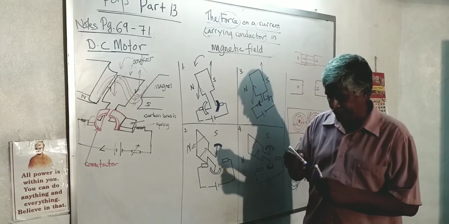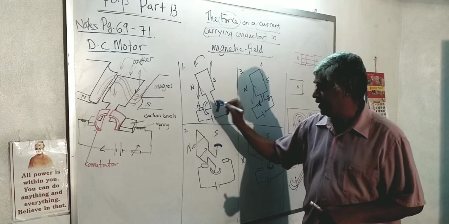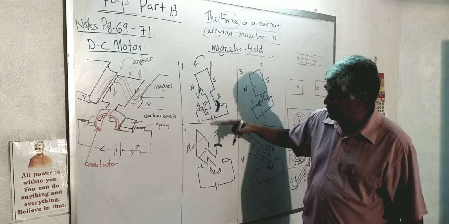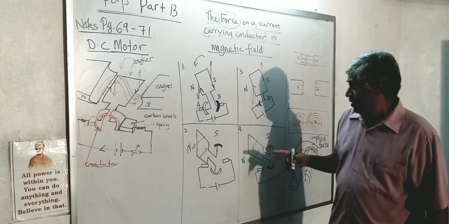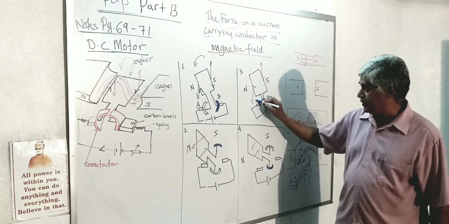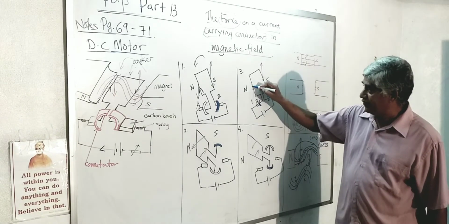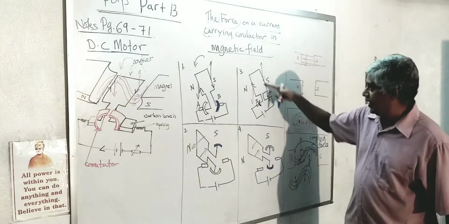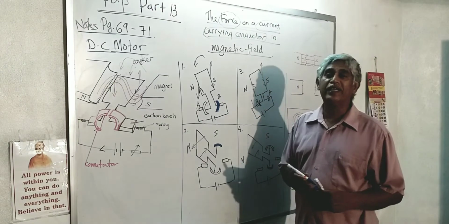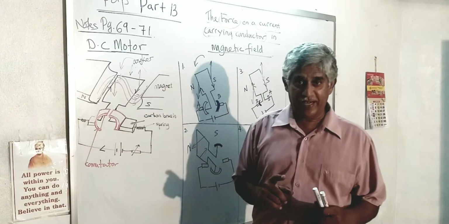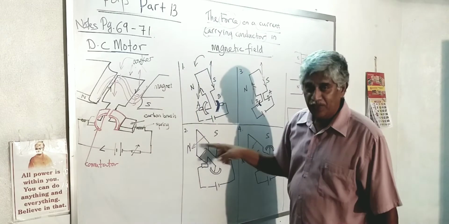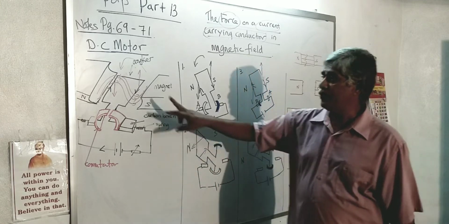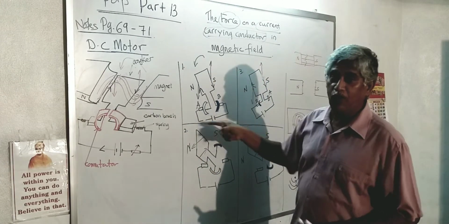Because suppose I say this is the anchor, commutator A, commutator B. Over here, commutator A, the direction of current goes here and then comes up. But when it comes to here, now B is here, A is here, the direction of current is in. Just now it was going this way, upward, now for A it is coming this way. So that means the commutator helps to reverse the direction of current in order to maintain the rotational force in one direction.